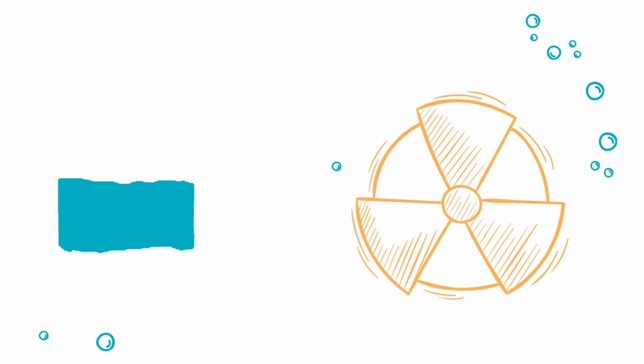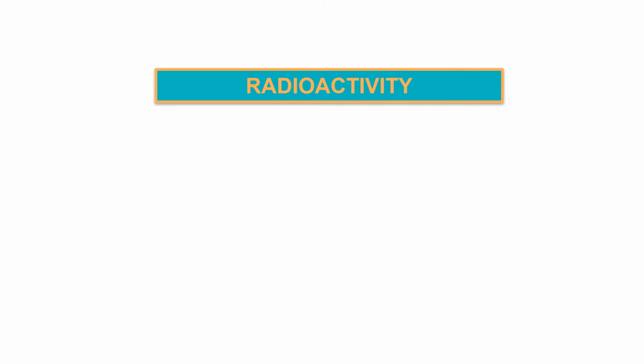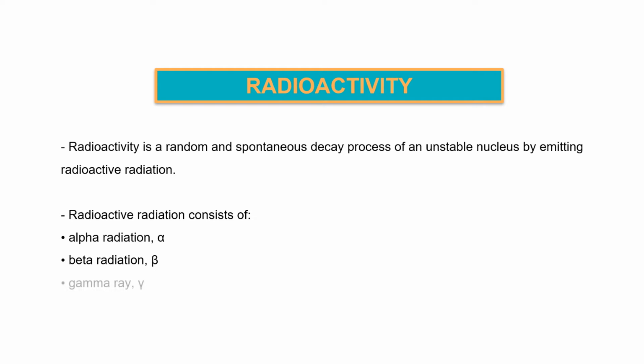So, let's do a recap about radioactivity. What is meant by radioactivity? Radioactivity is a random and spontaneous decay process of an unstable nucleus by emitting radioactive radiation. Radioactive radiation consists of alpha radiation, beta radiation, and gamma ray.